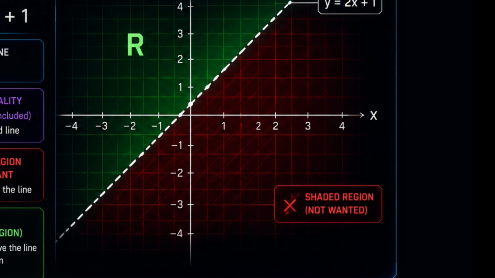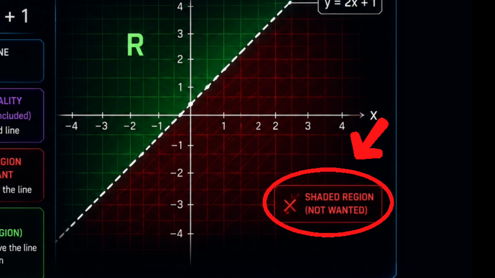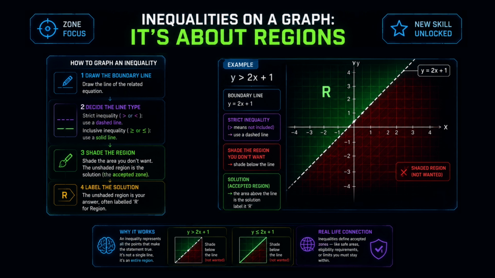Then, the easy way is to shade the region you don't want. It's like unfollowing accounts you're not interested in to keep your feed clean. The clean, unshaded area is your answer, often labeled R for region. So for y is greater than 2x plus 1, you'd shade everything below the line, leaving the area above it as the solution. This skill is key for when you're given a graph and have to work backwards to list the inequalities that define the accepted zone.